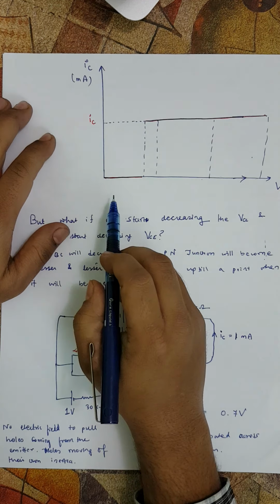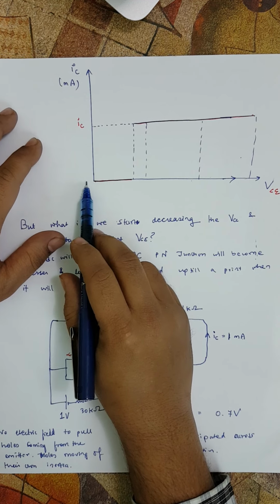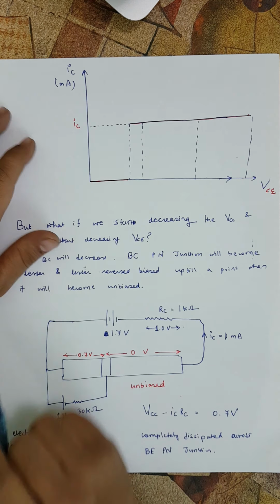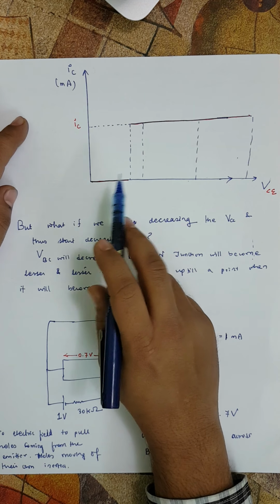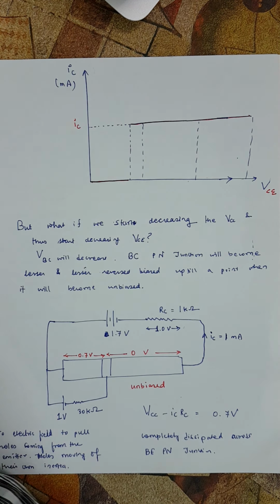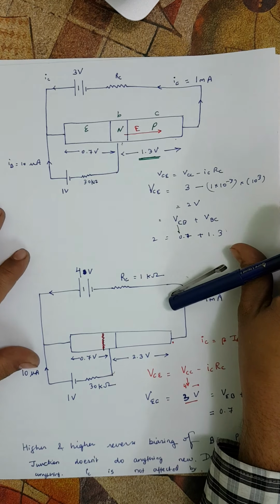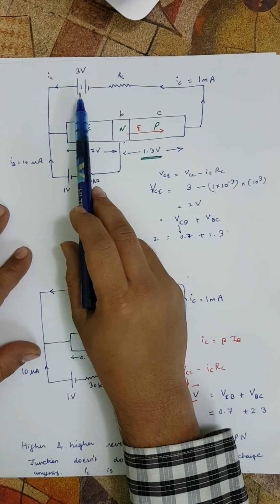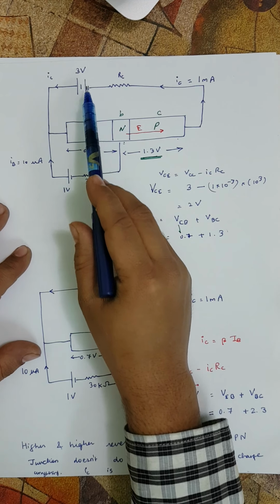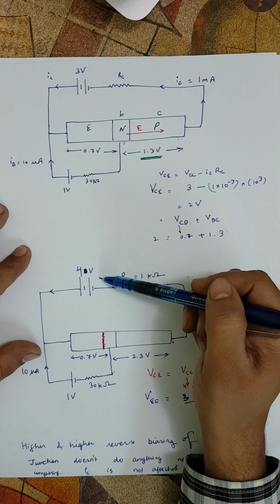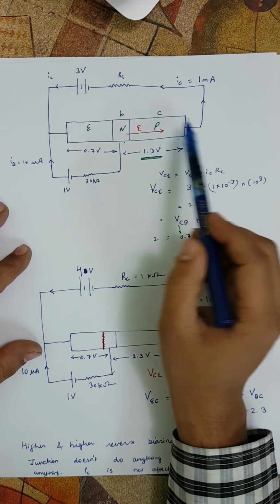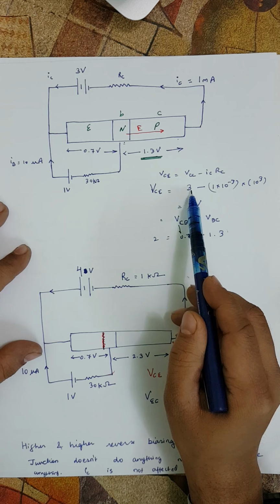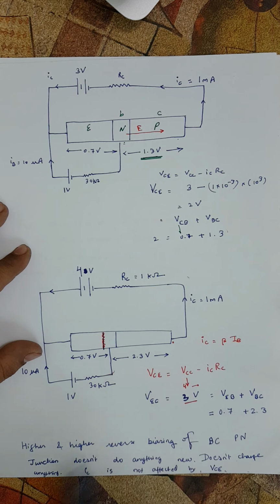So let's discuss what happens in this region here. Which means what if we start decreasing the VCE? What were we doing previously? Previously, we were increasing this VCC. We were increasing from 2 volt to 3 volt, from 3 volt to 4 volt. So on increasing this VCC, we were increasing this VCE to higher values from 2 volt to 3 volt and so on. What we discussed is nothing happens.